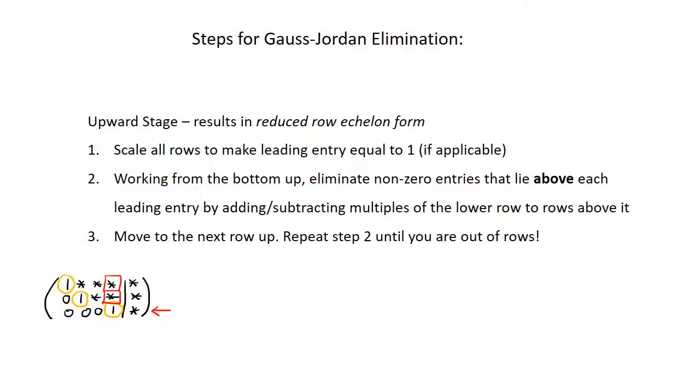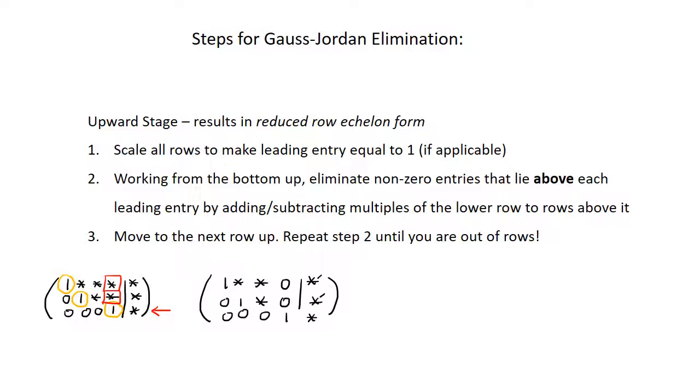The way that we're going to do this is we are going to add and subtract multiples of this bottom row to the rows above it. So whatever this first star is, we'll multiply the bottom row by it and subtract. So we're using the replacement operation again. Once we've done that, our cartoon is going to look like this. So we have all zeros above this leading entry.